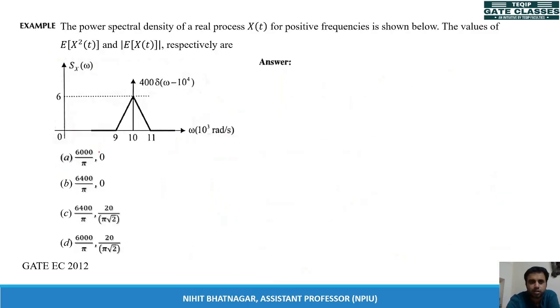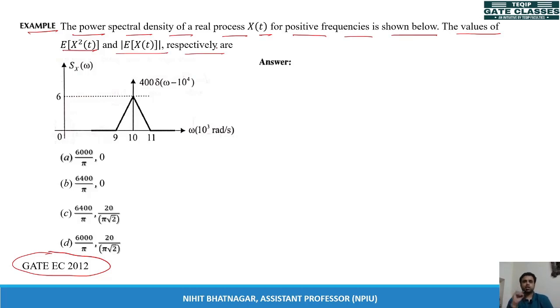Now second. This question was asked in GATE ECE 2012. The power spectral density of the real process x(t) for positive frequencies is shown below. The values of the expectation of x²(t) and the modulus of the expectation of x(t) are, respectively.